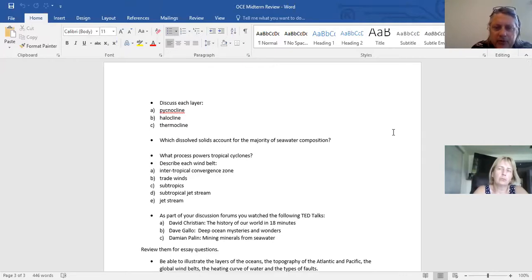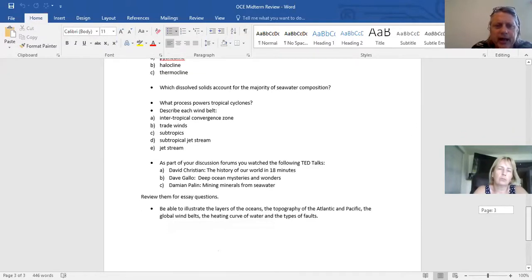Dissolved solids account for the majority of seawater. This seems like we've repeated that, but that chart might be more than one question on dissolved ions. What powers tropical cyclones? Those low pressure systems. Basically the uneven heating of the earth. Also, know your global winds, that diagram that we went through last class.